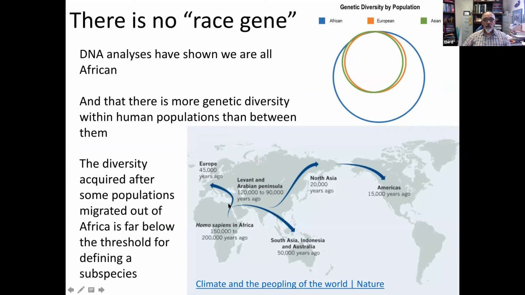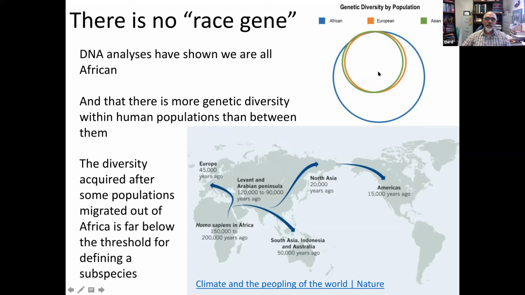Less than 100,000 years ago, a small subset of the African population migrated out into Europe, into Asia, into Southeast Asia, and across into the Americas. These people took a small subset of genetic variation from East Africa. And so it's become well known that the genetic diversity within populations that is spread around the world is generally greater than the genetic diversity between populations that are far-flung across the world.